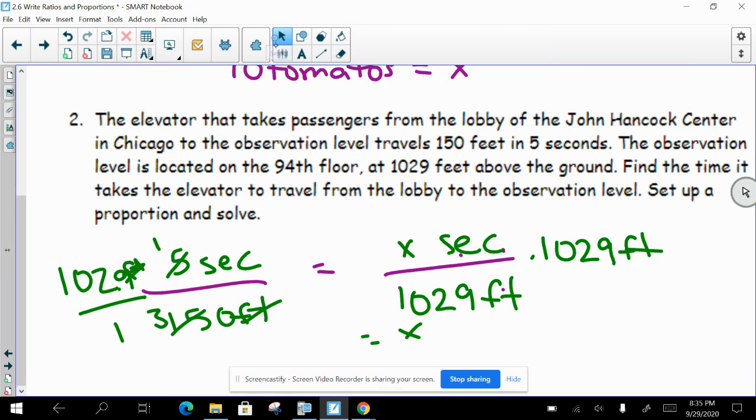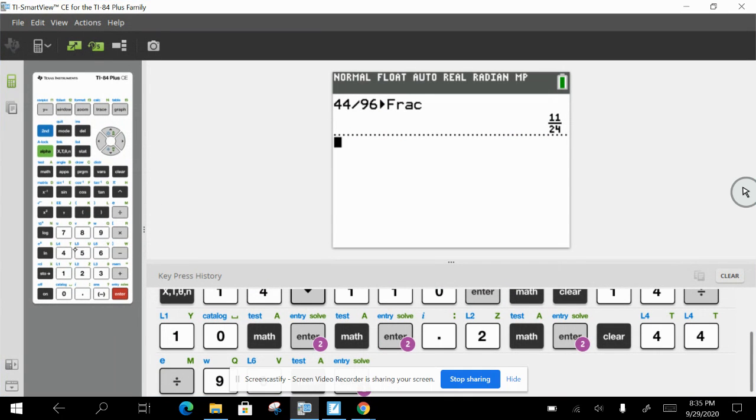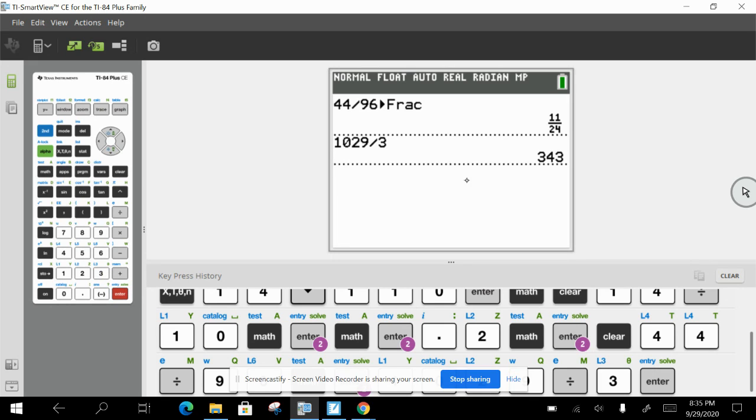So let's take our calculator and divide 1,029 by 3. And I'm feeling like it's going to be okay to put a decimal in this example because we're talking about seconds. 343 seconds.